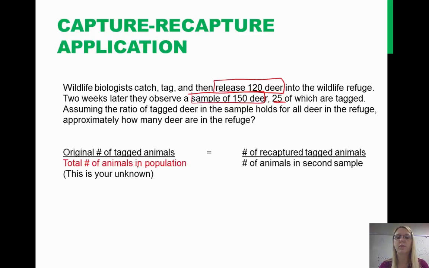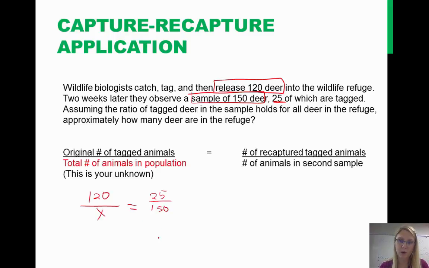So we are looking for this. We don't know how many total deer are in the refuge, but we do know the original amount of tagged animals. We know the total number that were captured 2 weeks later, and of those, we know how many had tags on them. So we're going to replace the original number, which was 120. We don't know X. And we know that the number of recaptured tagged animals was 25. And the total number of the sample 2 weeks later was 150.